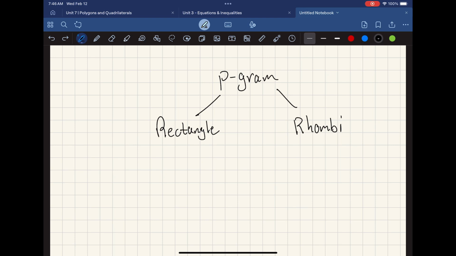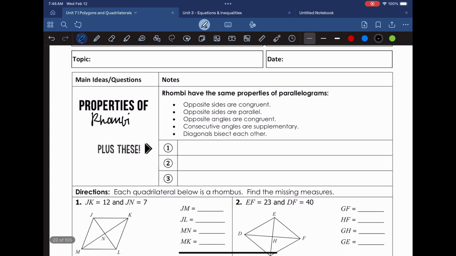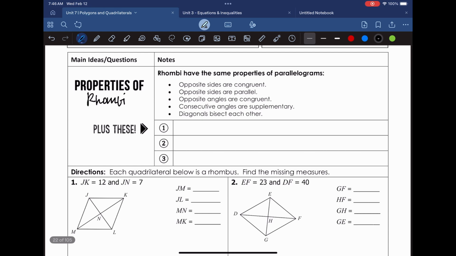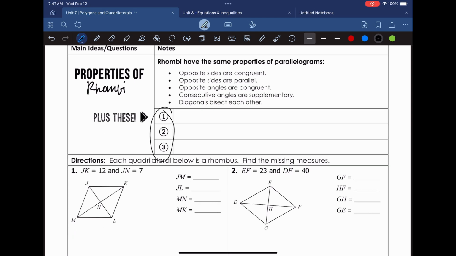Just like how a rectangle does all the things that a parallelogram does, a rhombus does all the things that a parallelogram does. So the opposite sides are congruent, the opposite sides are parallel, and so on. And it also does three more things.